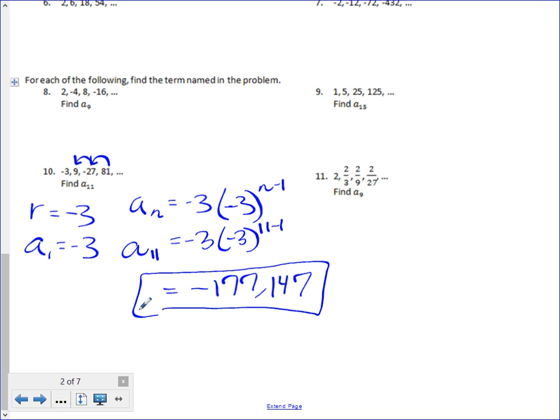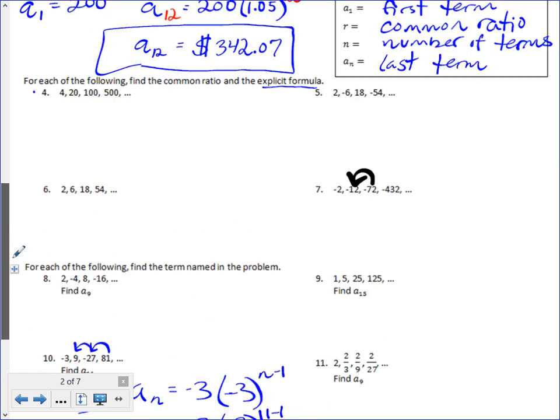For 4 through 7 we don't solve it out, we just find the ratio. 4 through 7, you just set up the explicit formula. You do this right here. And then you got the back, which is more of the same.